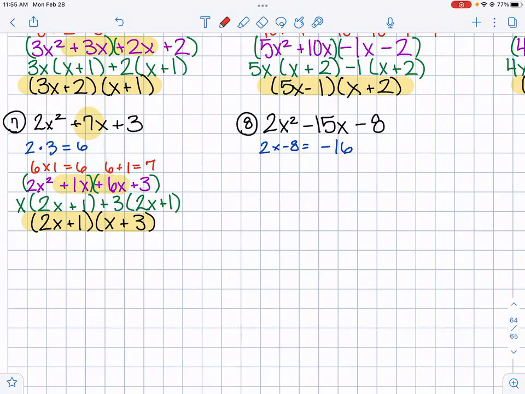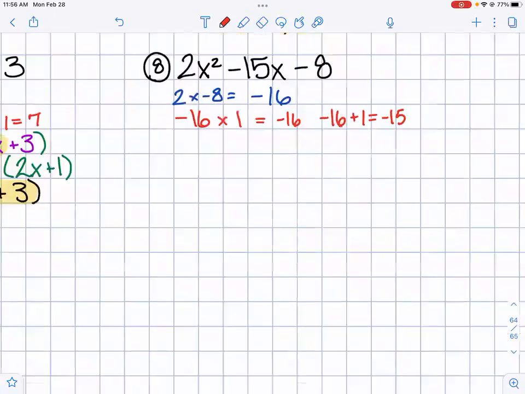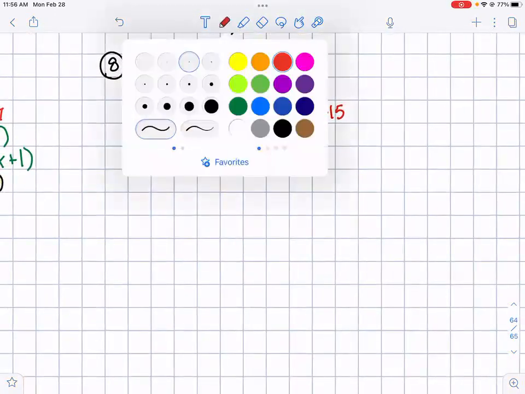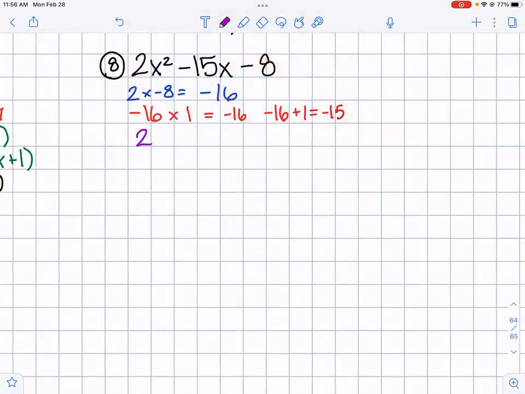Negative 4 and positive 4, but will we get 15? I think it's more obvious than you think. 3 and 8 would be 5. 14 and 1. What about negative 16 times positive 1? It'll be negative 16. Negative 16 plus 1 is negative 15. So that works, right? Okay, so what do I do from here? 2x squared plus 1x minus 16x minus 8.